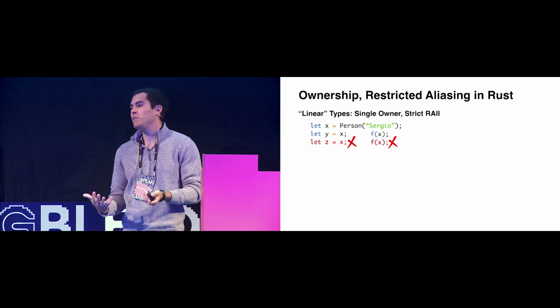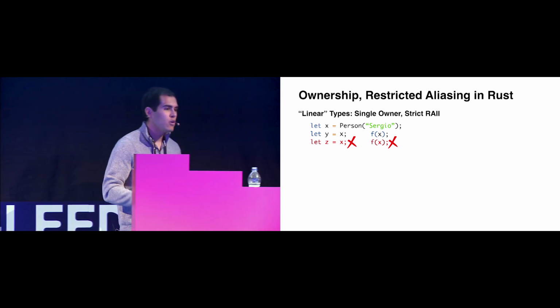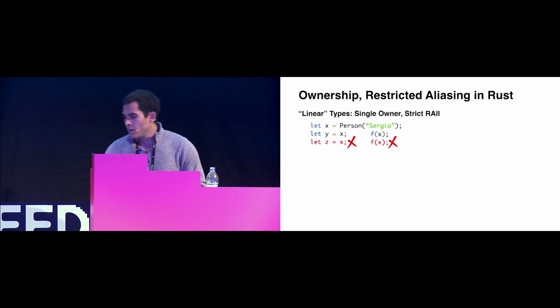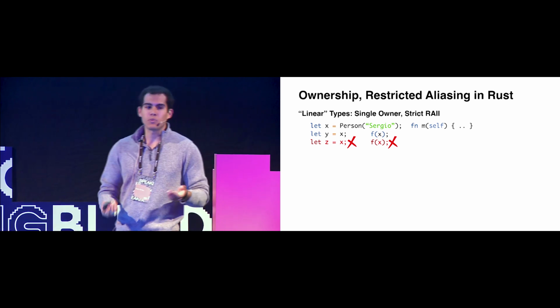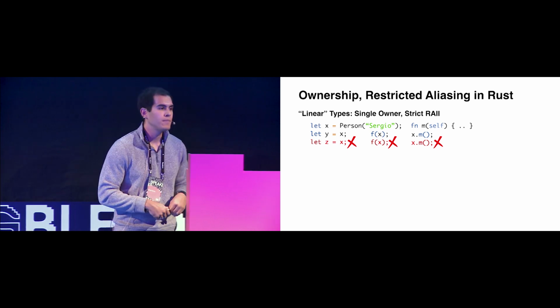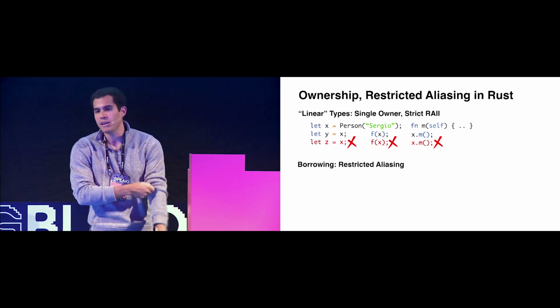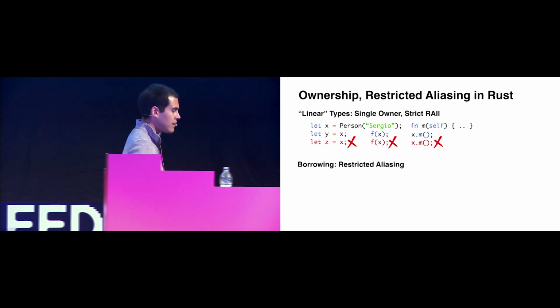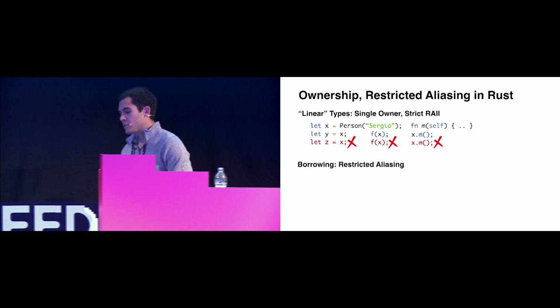Similarly, if you pass it to a function, well, now the function owns the value, and passing it again to a function would be a compile time error. You can also do this with methods. So you have a method m that takes self as a receiver, then you cannot call it twice because it gets moved into the method. But we still want aliasing, and if we want to get aliasing, then we have to borrow instead of give away. And so this looks like this.